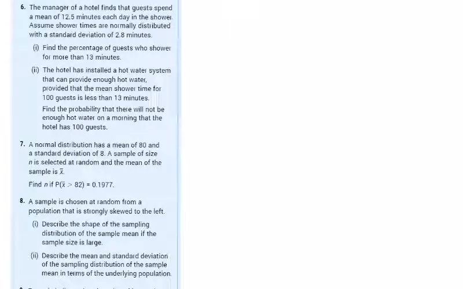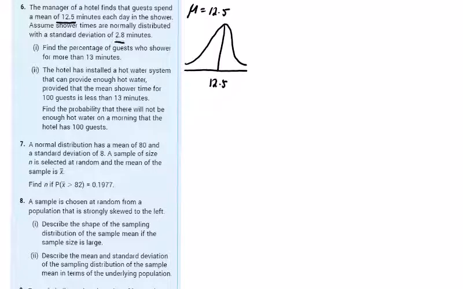The manager of a hotel finds guests spend a mean of 12.5. Well, let's just do a sketch instead of just writing the variables out. We've got our mean of 12.5, standard deviation 2.8. And we're asked the percentage who shower for more than 13 minutes, greater than 13. So we're looking for the tail. Put your 13 on and just identify we're looking for this tail in here.